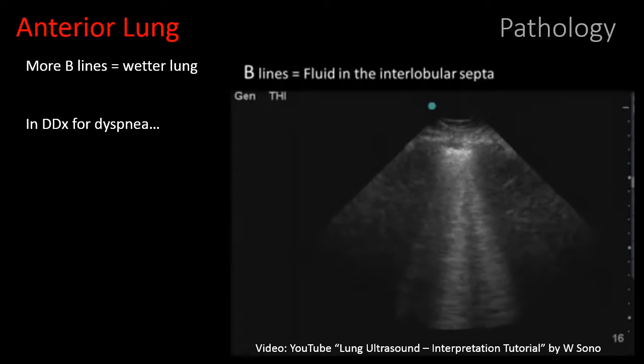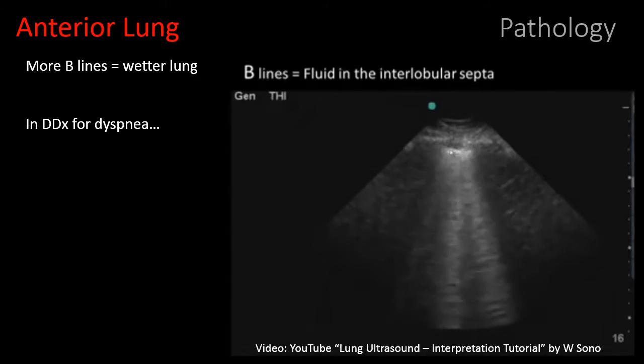Earlier we saw A lines, which represent well-aerated lung, or you could think of it as drier lung. Here we're seeing B lines, these lines that look like little sort of sunbursts that shine all the way down to the bottom of the screen. These are called B lines. And B lines you can equate with a wetter lung.